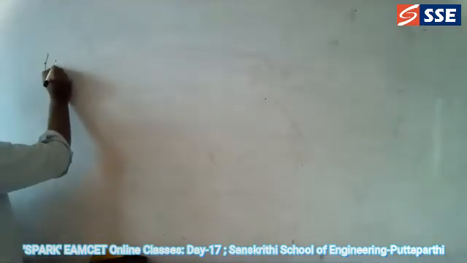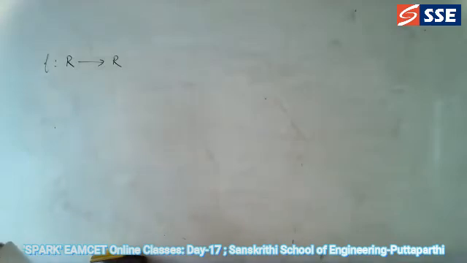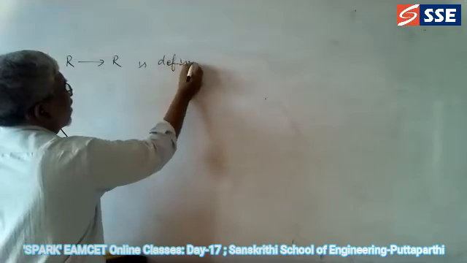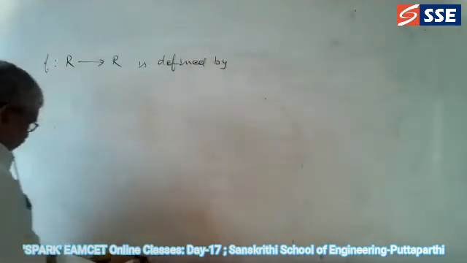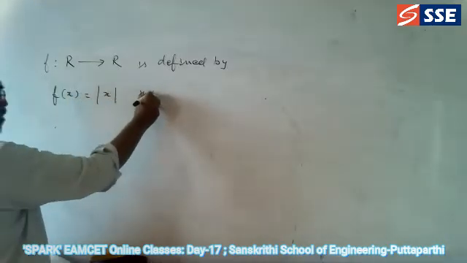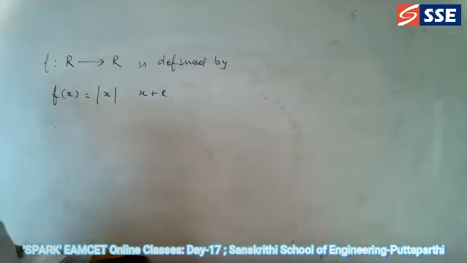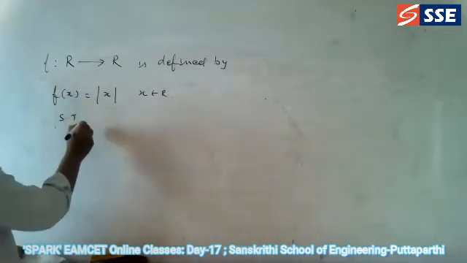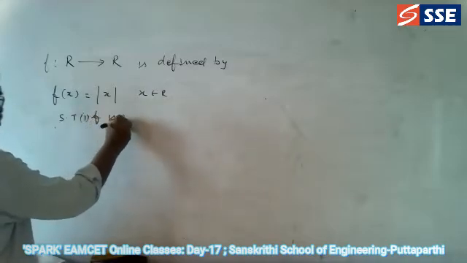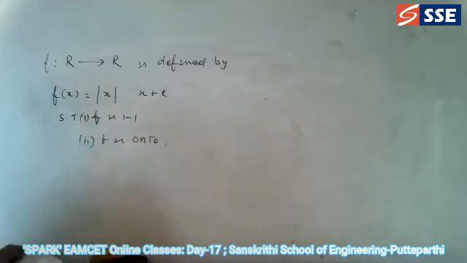f from R to R is defined by f of x is equal to modulus of x, x in R. Show that (1) f is 1 to 1, (2) f is onto. So we have to show these two.